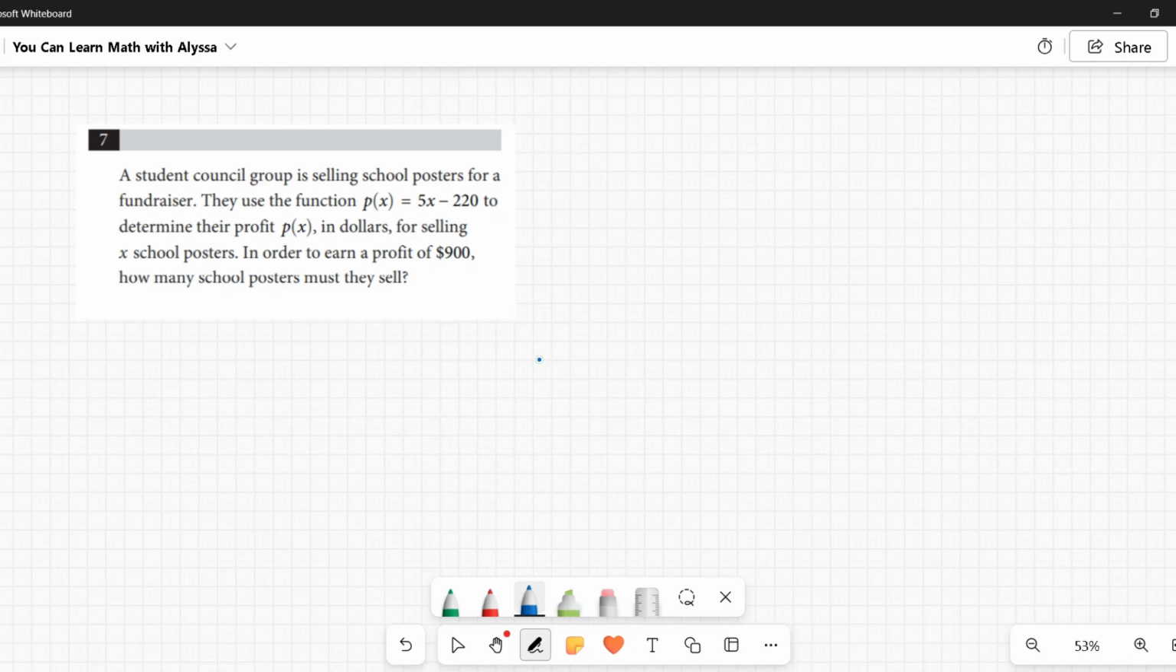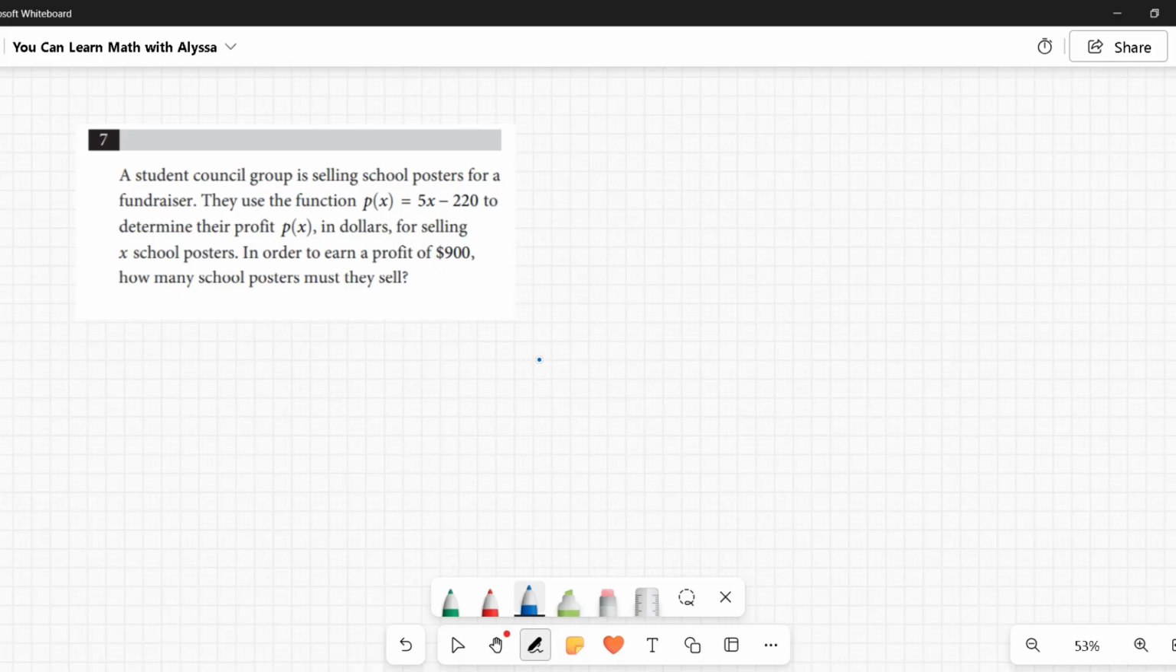Number 7, a student council group is selling school posters for a fundraiser. They use the function P of x equals 5x minus 220 to determine their profit P of x in dollars for selling x school posters. In order to earn a profit of $900, how many school posters must they sell?